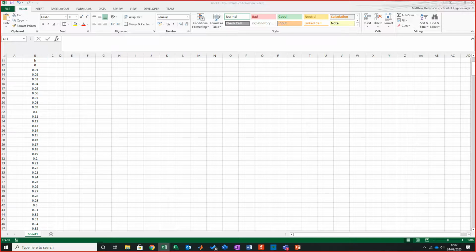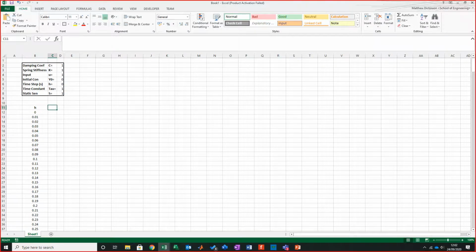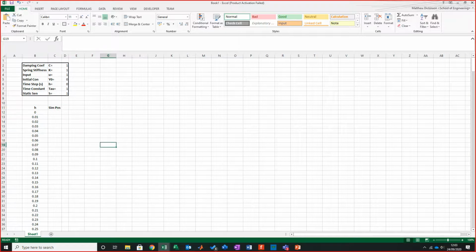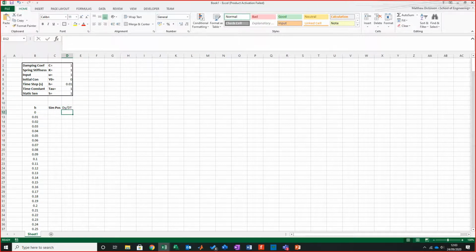Right, so let's have a look. So simulated position. What we're going to do is set up our position and also our velocity, so our dy by dt, our velocity. So I'll go sim position, and then I'm going to go dy by dt, and then I have my initial processes.